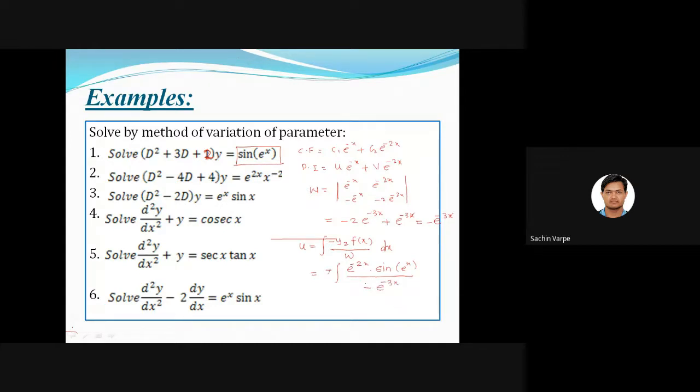So minus minus will get cancelled, and integration of e raised to this minus 3x will be plus in the numerator, and then e raised to 3x into e raised to minus 2x will be e raised to x only. Sine e raised to x dx. And when we substitute e raised to x equal to t, the integration of sine t will be minus cos t, right? So minus cos of e to the power x will be the value of u. Please check. Is it correct?